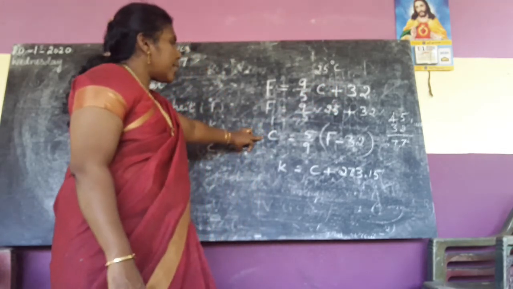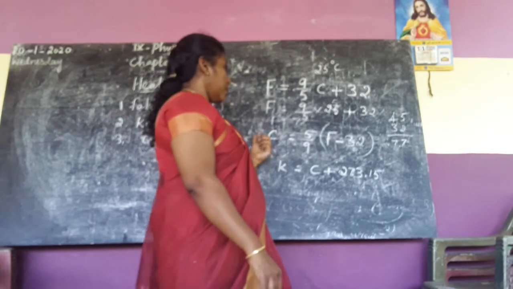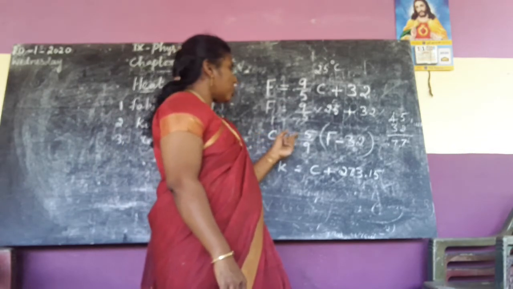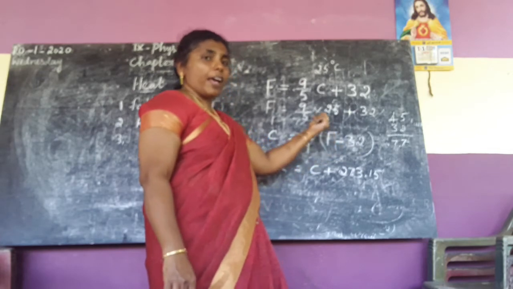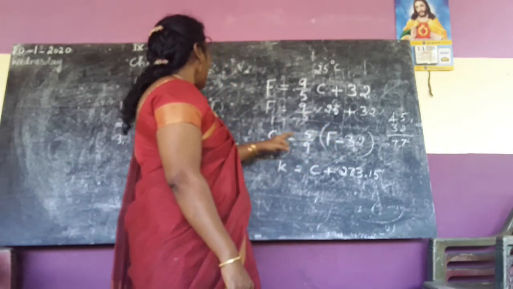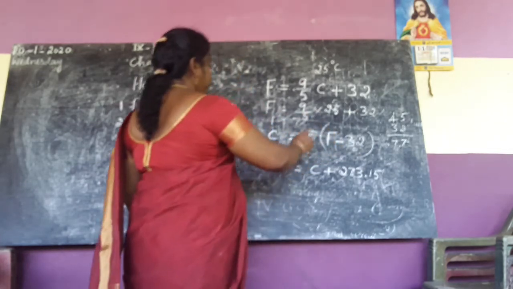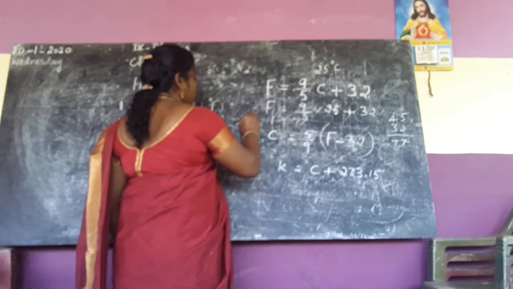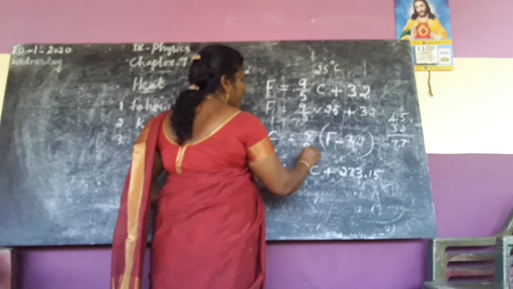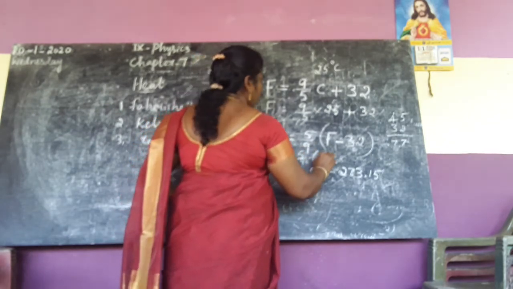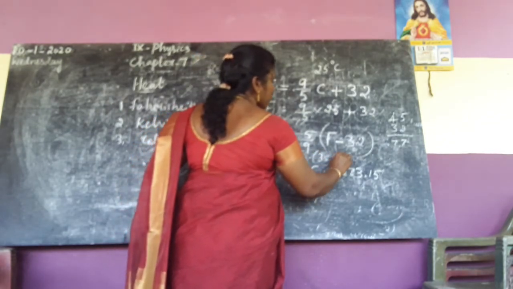The next one, Fahrenheit to Celsius. For that the formula is C equals 5 by 9 into F minus 32. F means the Fahrenheit scale. Suppose here 35 is given. Fahrenheit is given as 35. So what will we do? First, C equals 5 by 9 into 35 minus 32.